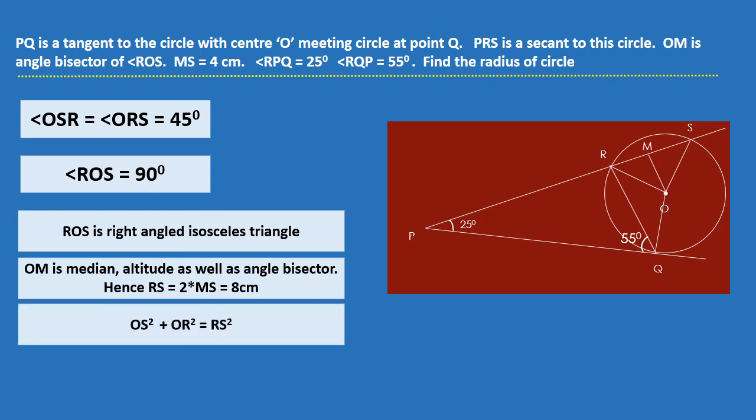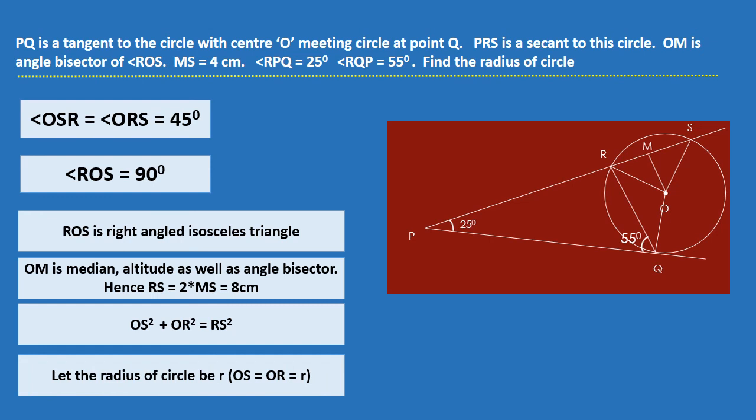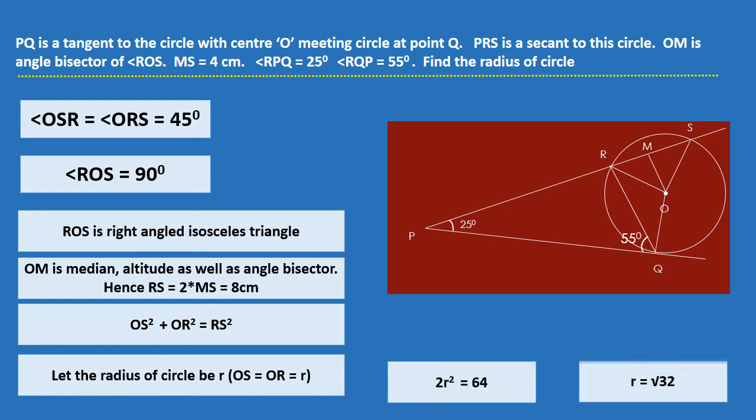And from the Pythagoras theorem, OS square plus OR square is equal to RS square. Let the radius of the circle be R. Hence 2R square is equal to 64 and therefore R is equal to square root of 32.